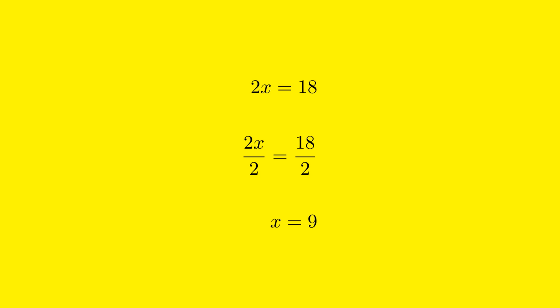So after dividing both sides of the equation by 2, we get x = 9. This completes step 2 and solves the problem. The value of x is 9.